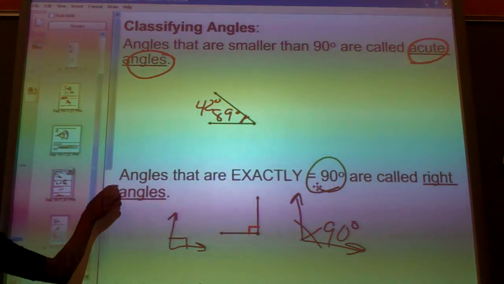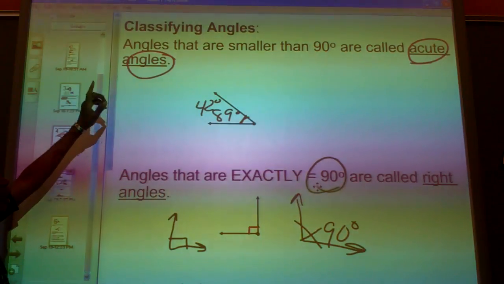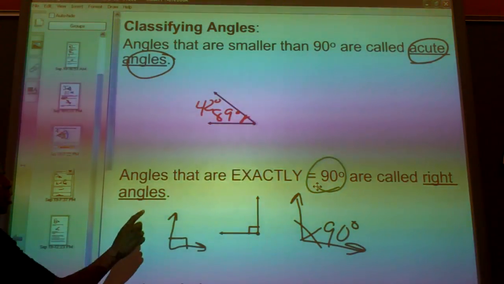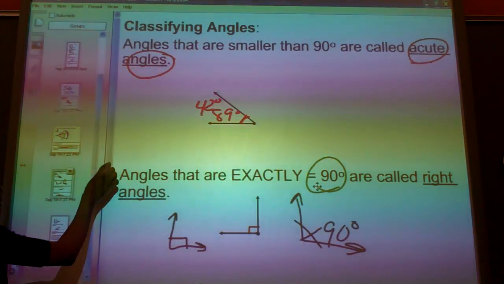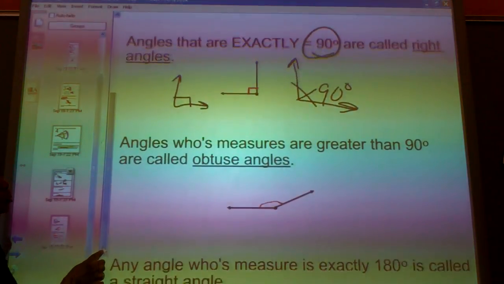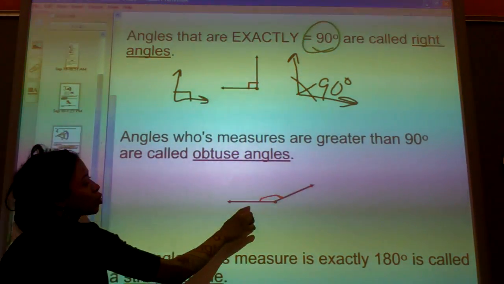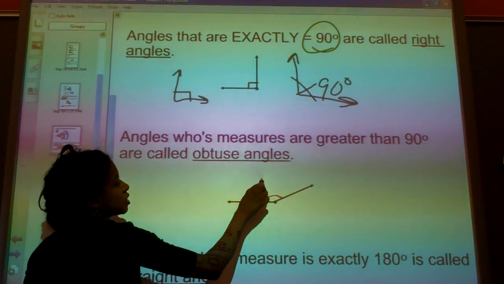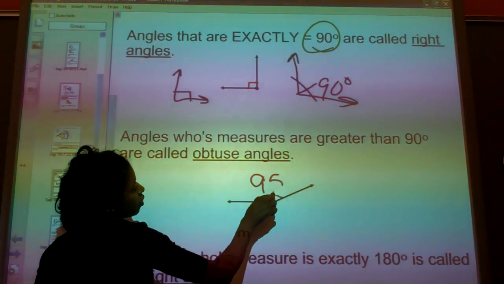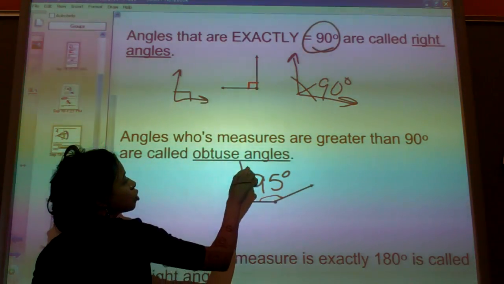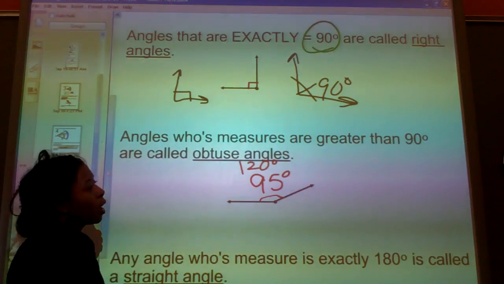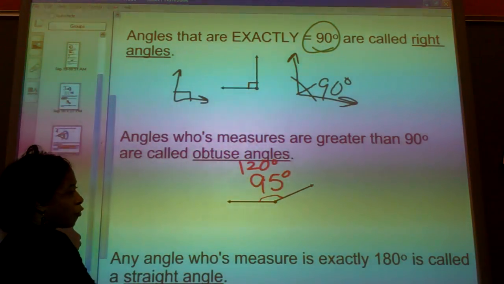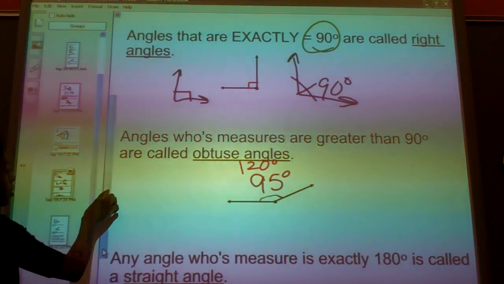So two angles thus far we've discussed. The acute is below 90 degrees. The right angle is exactly 90 degrees. Then we have obtuse, when the angle measure is greater than 90 degrees. It might be 95 degrees, it could be 120 degrees, and so on and so forth. Obtuse is greater than 90 degrees.